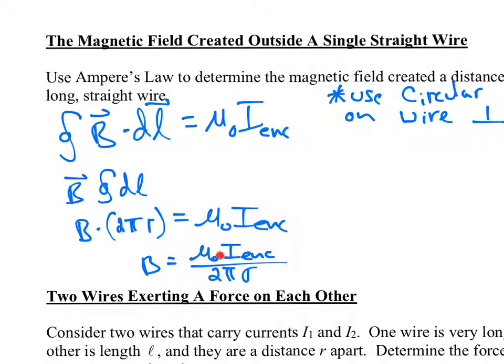B is mu naught I over 2 pi r, which is a result that we've already got from our previous work, but it took a lot of integrating to get there. This is much faster, much more elegant.